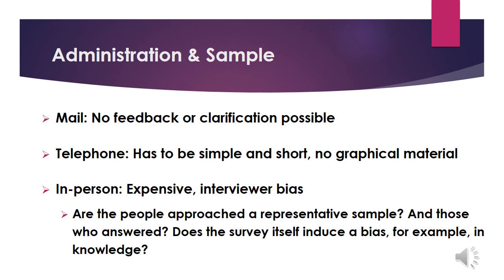There are several methods to administer the CVM approach. You can do it by mail, telephone, or in person. With regards to mail, there's no feedback, and additional clarification is not possible. With telephone, it has to be simple and short. No graphical material is able to be presented to the respondent. In person is obviously the best, but it's expensive and there's interviewer bias embedded within the results. Are the people approached a representative sample? And those who answered, does the survey itself induce bias? For example, in knowledge, does a person actually have knowledge of the situation under experimentation?